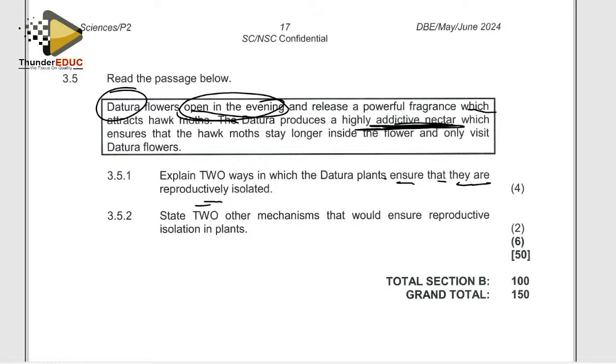Step two, another mechanism that would ensure reproductive isolation can be special features on the plant which do not allow another plant to carry out cross pollination, or it could be isolated geographically, like when you are in Limpopo and this one is in KZN, so automatically there is no way they are going to carry out reproduction.